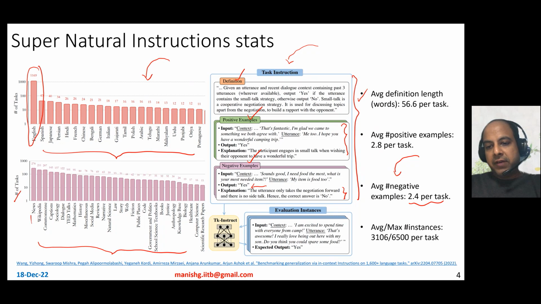At test time, of course, you give evaluation instances about some other task which was not seen at train time. Overall, there are about 3,106 instances per task and a max of 6,500 instances per task. They actually capped it to a max number of instances so as to not cause bias in the data.